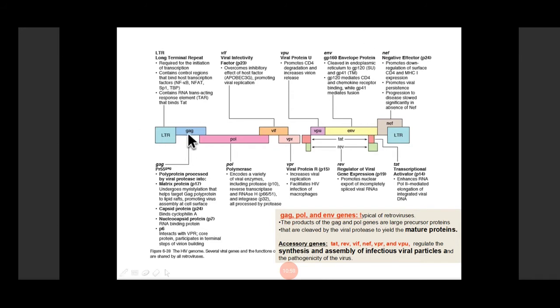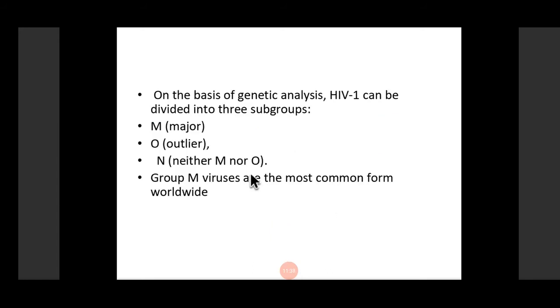Then we have accessory genes also, like TAT, REV, VIF, NEF, VPR, VPU, etc. These genes help in the pathogenicity of the virus because they help to regulate the synthesis and also the assembly of the viral particles. So the major genes help in the formation of the mature proteins of the virus, and the accessory genes help to maintain the pathogenicity of the virus by helping in the synthesis and assembly of the viral particles when the genome goes inside the host. So this was about the genes of the virus.